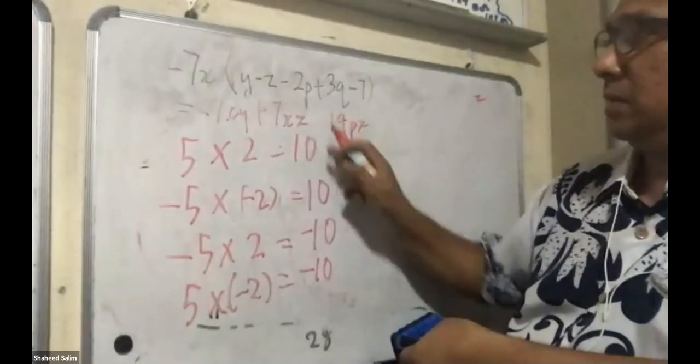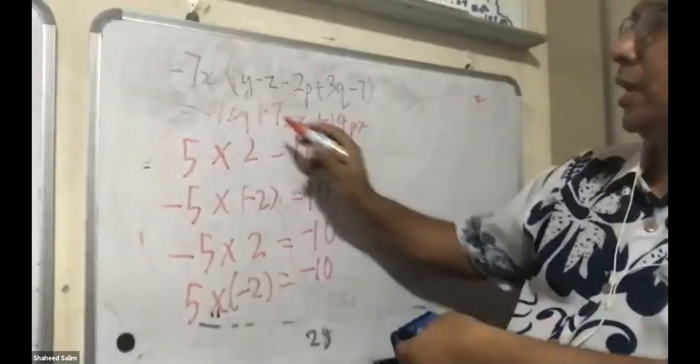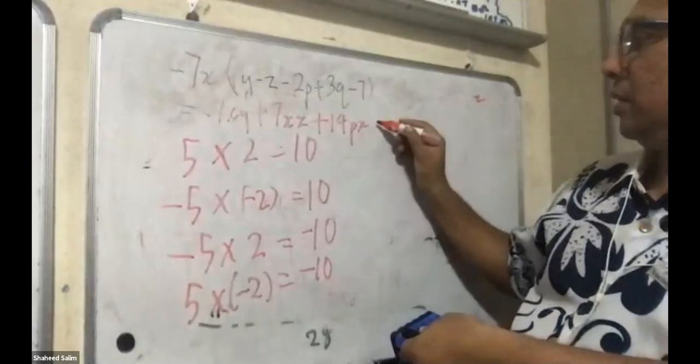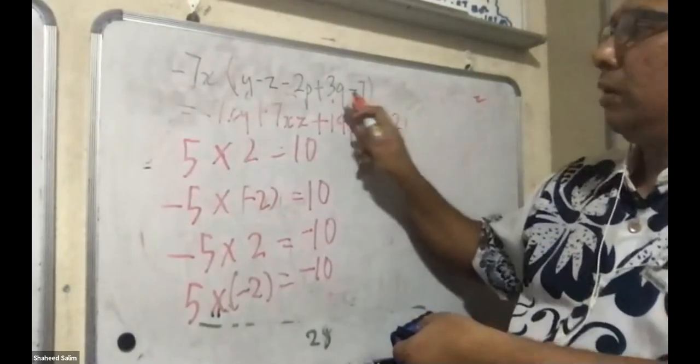Now what is it, plus or minus? Minus times minus, same sign, plus. Then next one now. Minus times plus. Minus or plus? Minus. 7 times 3. Number times number. Don't tell me 10. 7 times 3, 21. Good. 21qx.